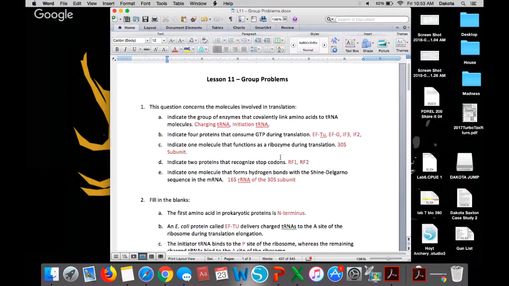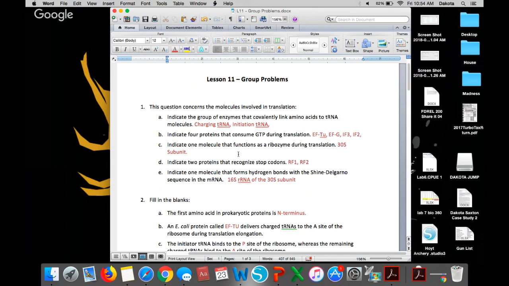The questions concern molecules involved in translation. These weren't too bad to find. They're mostly all the molecules and factors involved in translation. So we have indicate the groups of enzymes that covalently link amino acids to tRNA. That's the charging tRNA and the initiation tRNA. Four proteins that consume GTP are the EF-Tu factor, the EF-G factor, the IF3 factor, and the IF2 factor.